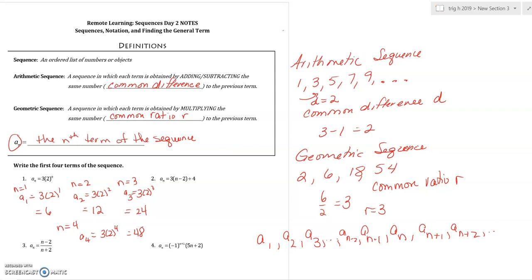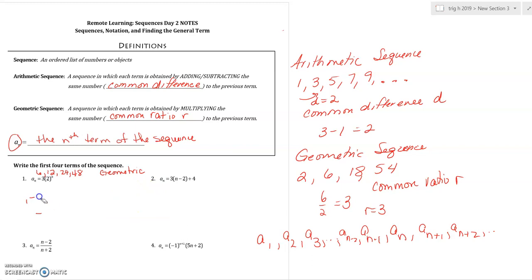Okay, so let's think about what type of sequence this is. Our numbers were 6, 12, 24, 48. Notice that this one is geometric. And this is actually an explicit definition. So let me erase these, we have a little more space. This is an explicit definition because it defines each term in the sequence.